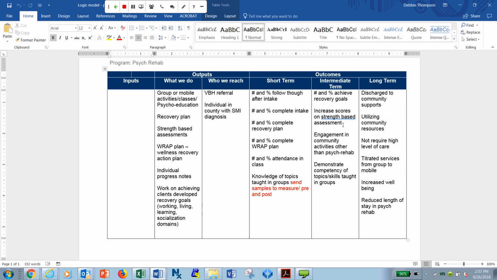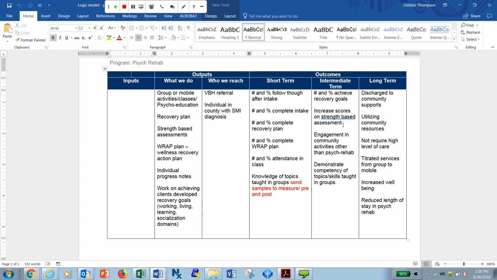Long-term outcomes include things like their discharge to community supports, the individuals are utilizing community resources, they don't require a higher level of care, they've titrated services from group to mobile, so they're getting less of them, they've increased their well-being, and they've reduced their length of stay in the psych rehab program. So those are all possible long-term outcomes.